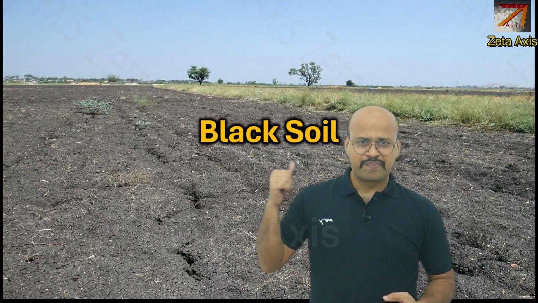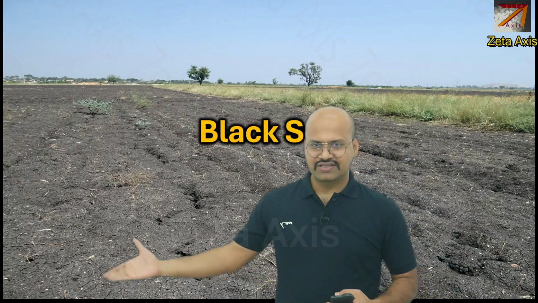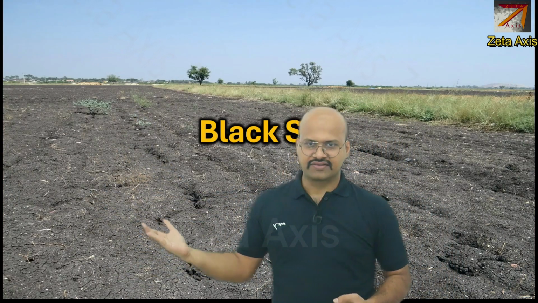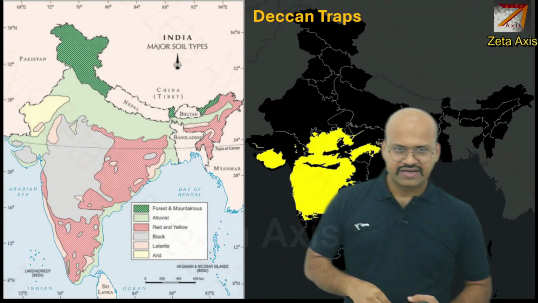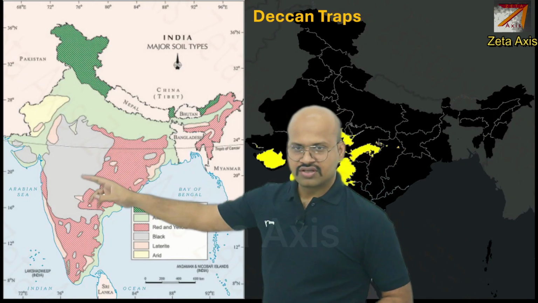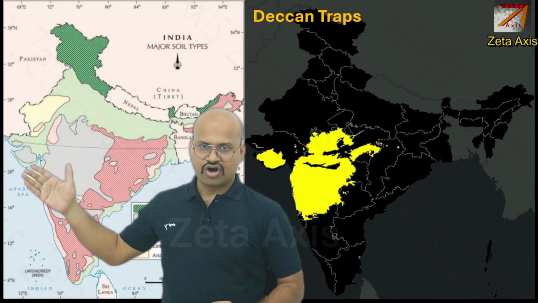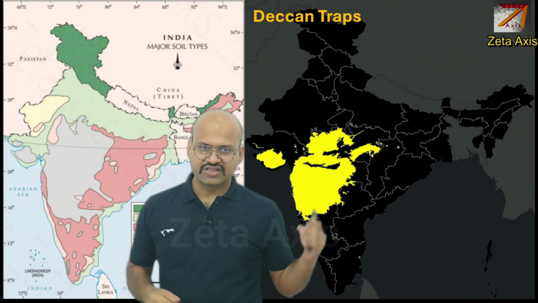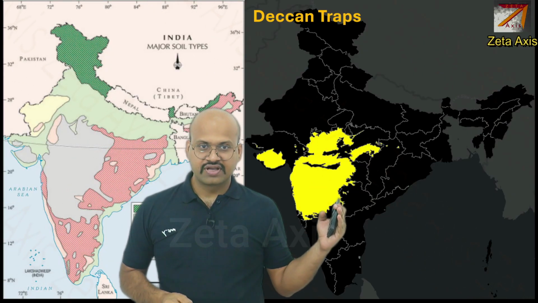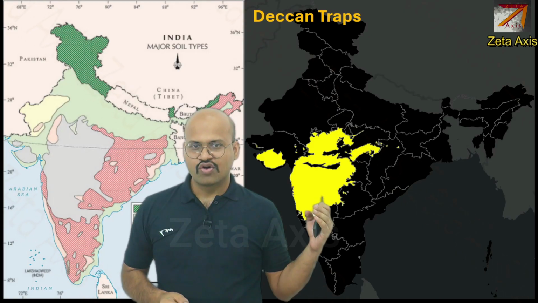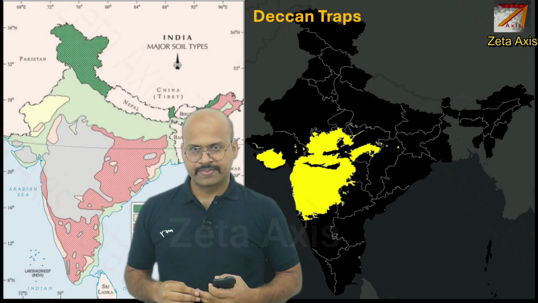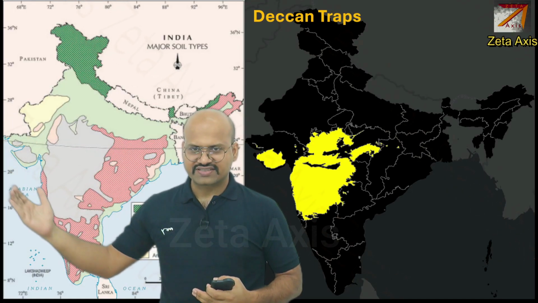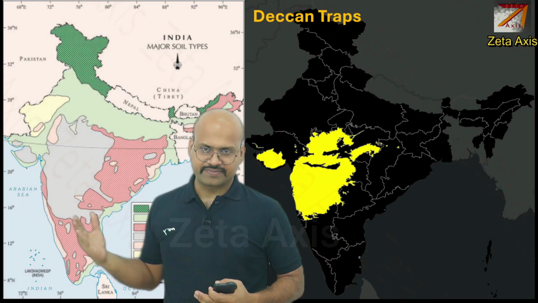Now let's see black soil. So we can see that black soil looks something like this. If you see the extent of black soil, then it is largely in the central or central western region, and the extent coincides with the Deccan traps. The Deccan traps were created by volcanic eruption. They are formed by volcanic lava, and because of this, its extent can be seen surrounding the Deccan traps.